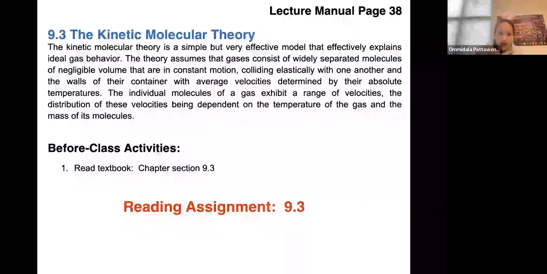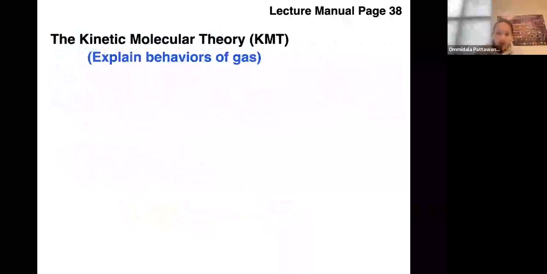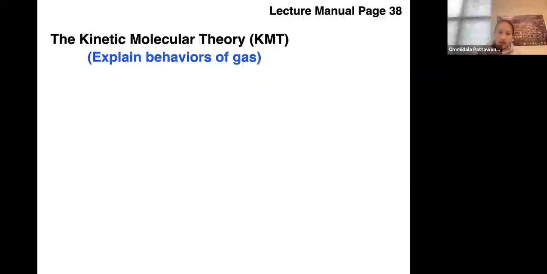This kinetic molecular theory, or what we call KMT, is going to be used to explain the behavior of gas. In the previous video, you looked at the relationship between pressure, volume, temperature, and also number of moles of gas. In this video, we are going to take a look at the explanation of those behaviors, or the relationships that we observed from the previous chapter.